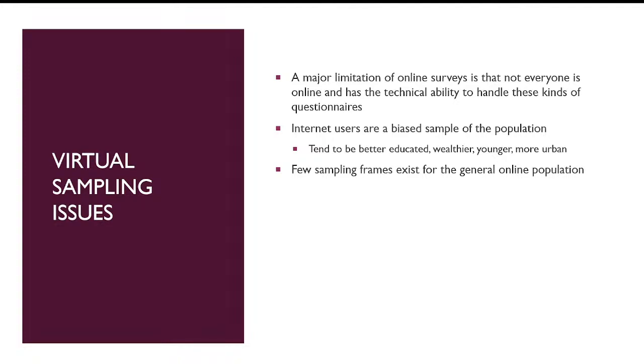Okay, virtual sampling issues. I've been talking about this nonstop, so I won't belabor it. Yeah, technical ability. That's less of a question now because I think everybody's more or less accustomed to it. But it could still be a problem, especially older people might not be as open to doing online surveys as younger people. They might not access the platforms in the same way.